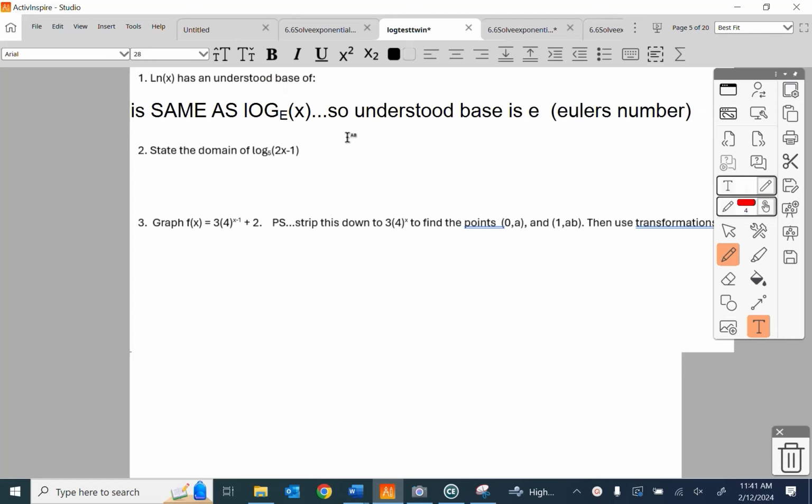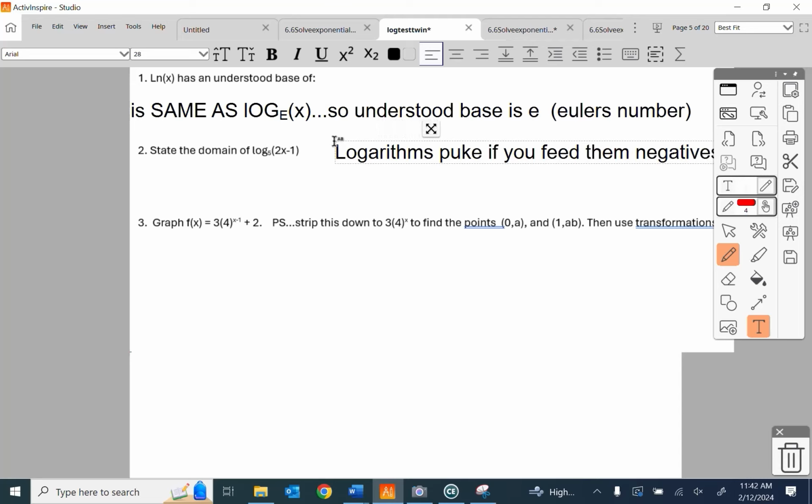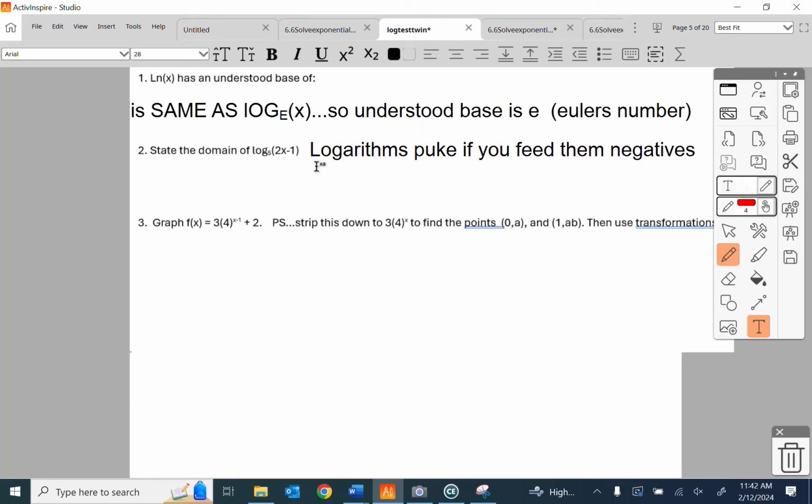State the domain of log base 5 of 2x minus 1. There's a rule for logarithms. Logarithms puke if you feed them negatives. They just literally hurl it right up because they can't handle it. So for the log of anything, the anything has to be bigger than 0 because that's how you maintain positivity.